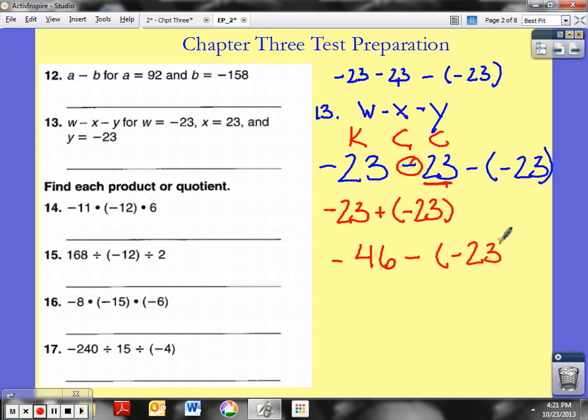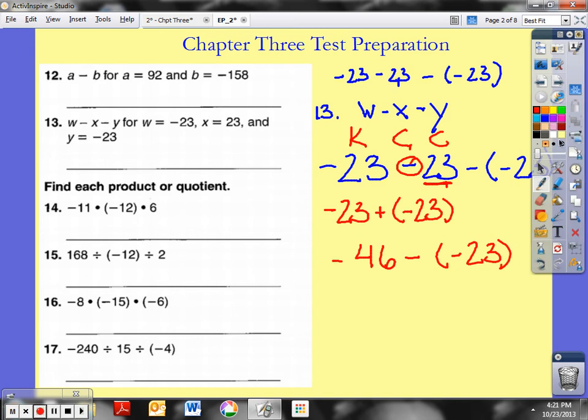And again, when I am subtracting integers, I can think of KFC, Kentucky Fried Chicken, or KCC. Keep, change, change. So this negative 46 stays a negative 46. Change this to its opposite, which is a plus, and change this to its opposite. The opposite of negative 23 is 23. Now when I add integers, signs are different, find the difference. So difference means to subtract.